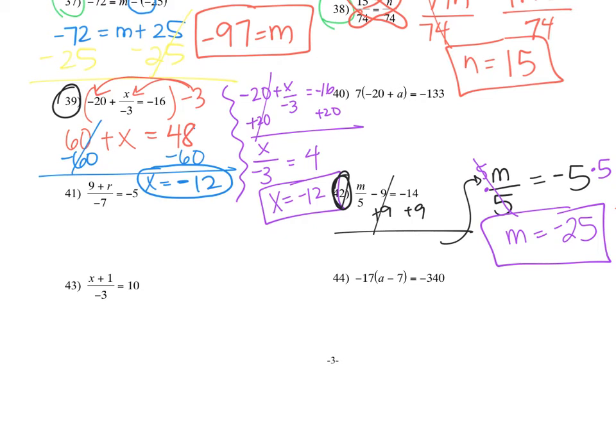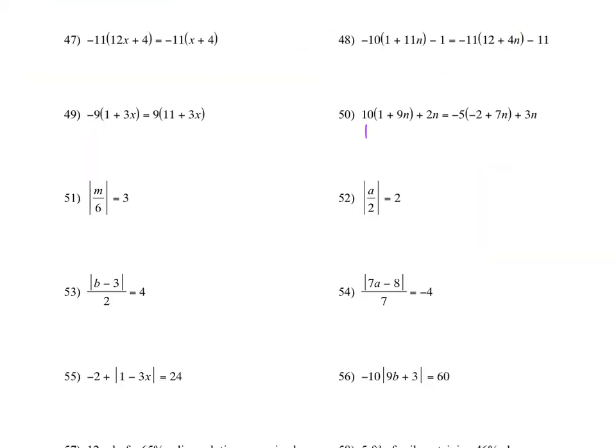I'll do one of the more difficult problems. So let's do number 50. And it's only difficult because it's longer. So 10 plus 90n plus 2n, because I distributed, equals 10 minus 35n plus 3n, because I distributed.